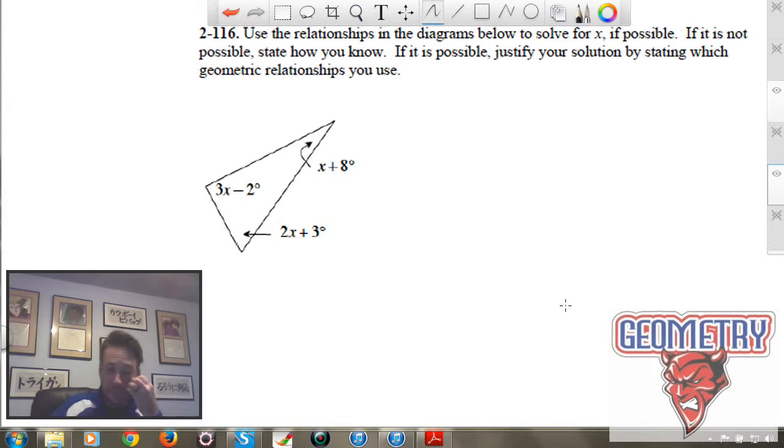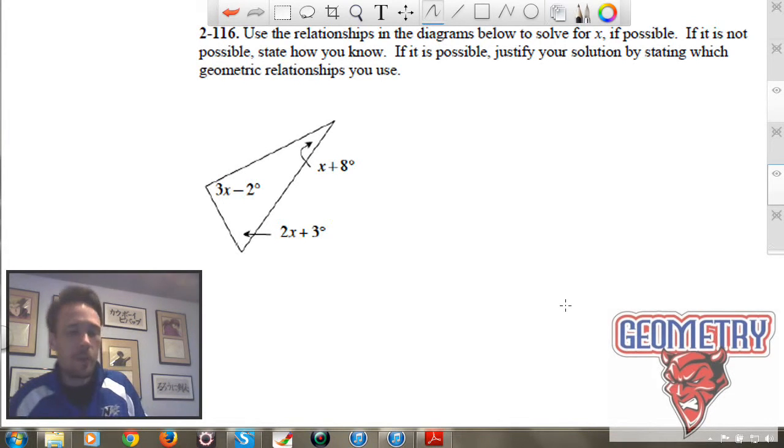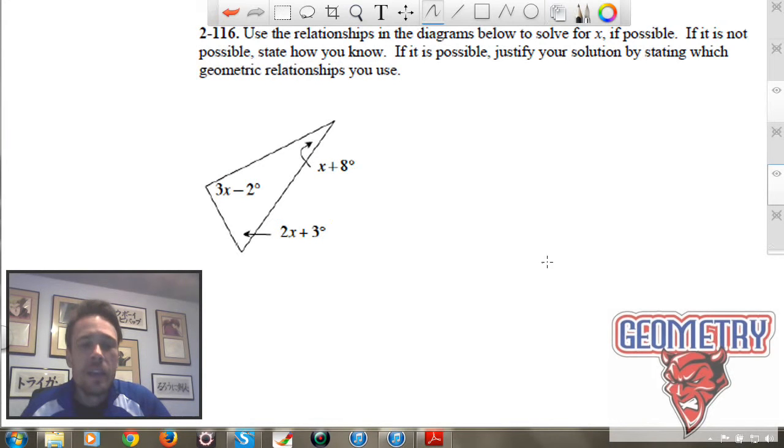We are currently in Unit 2, winding down towards the end here. Unit 2, problem number 116. We're presented with three problems where we have to use the relationships in the diagram to create an equation that relates them all together and then ultimately solve for the variable.